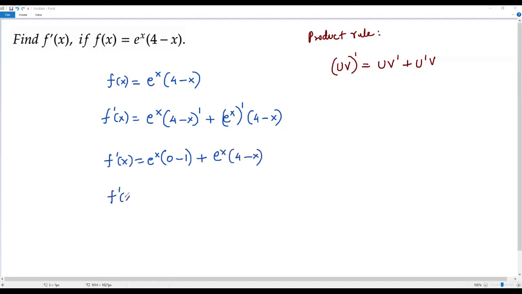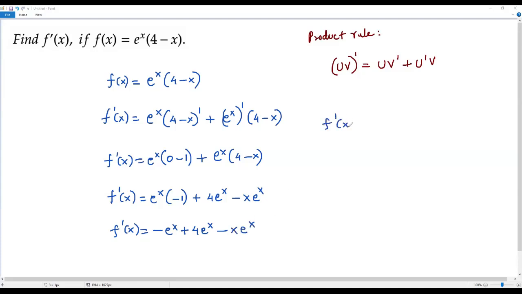So f prime of x equals e to the x times (0 minus 1), which is just negative 1, a positive. We can distribute this e to the x to the 4 and the negative x. Distributing the positive e to the x to 4 gives 4 times e to the x. Distributing it to the negative x gives negative e to the x times x, or x times e to the x. So f prime of x equals negative e to the x, plus 4 times e to the x, minus x times e to the x.